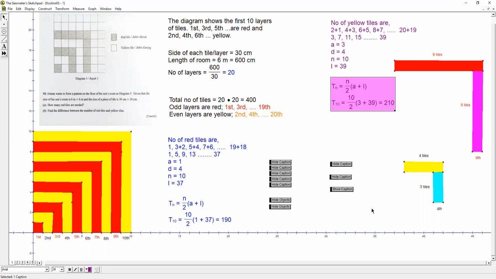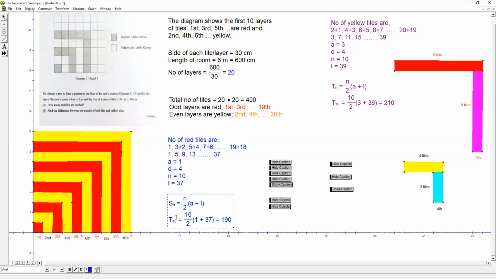Yes, got question. Let me see. Why find Tn and not Sn? Okay, now Sn, that means you have to find the sum of all the layers. Oh, this is Sn, sorry. It's not Tn. I wrote down the formula wrongly. It is S, not T.